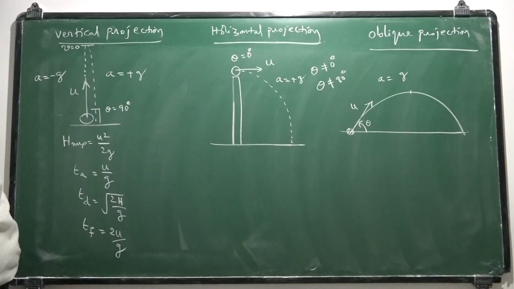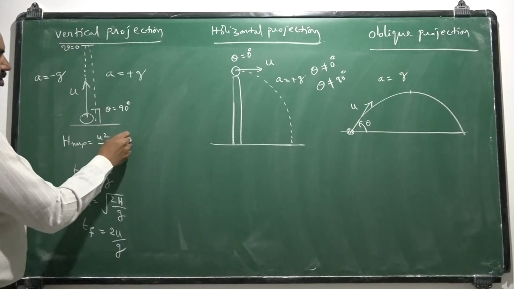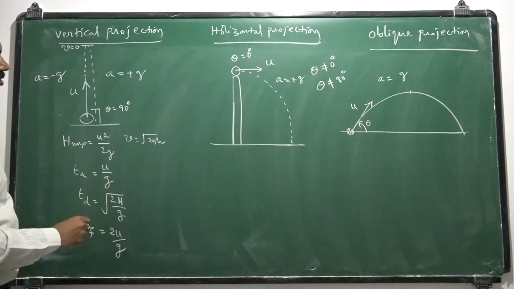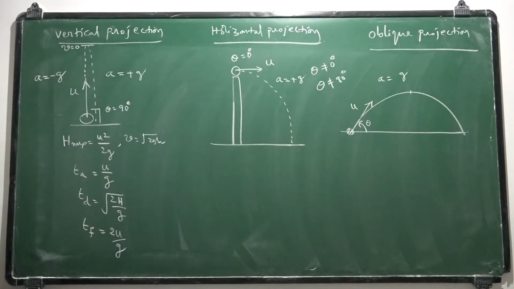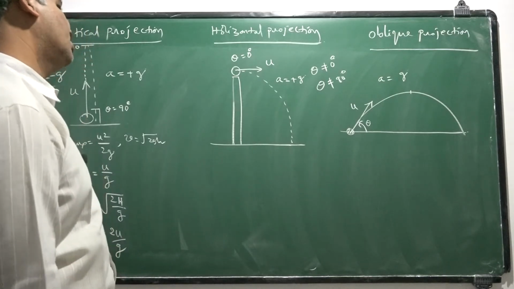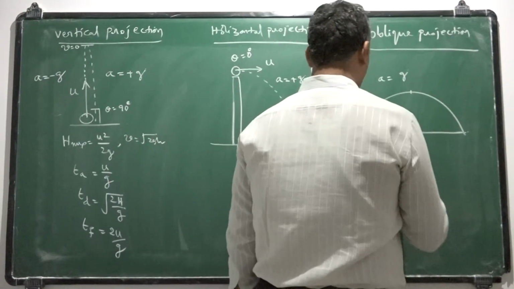And these are the basic ideas you should remember. The velocity before it is reaching the ground, v is equal to root 2gh. Try to remember these ideas in case of vertical projection. In case of horizontal projection and oblique projection, we should have some range.